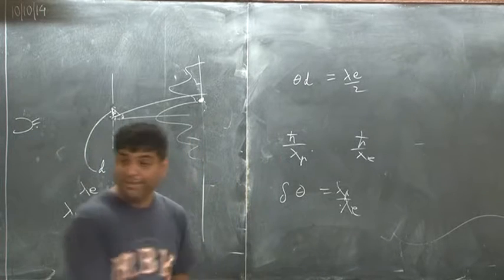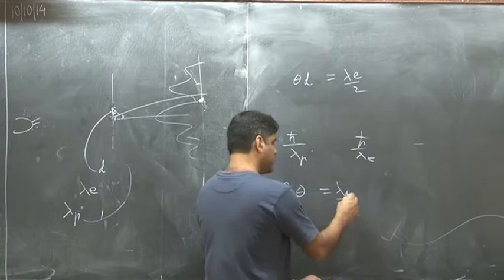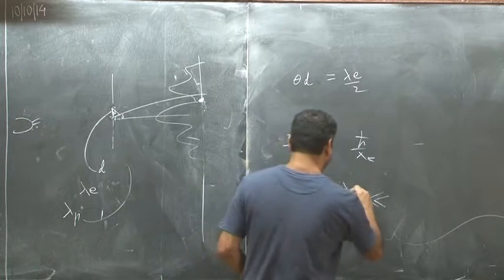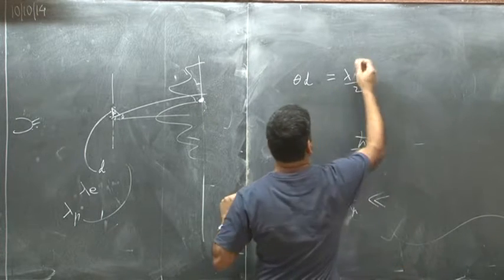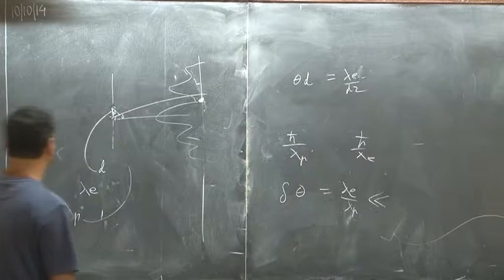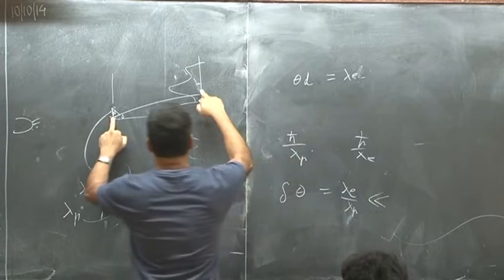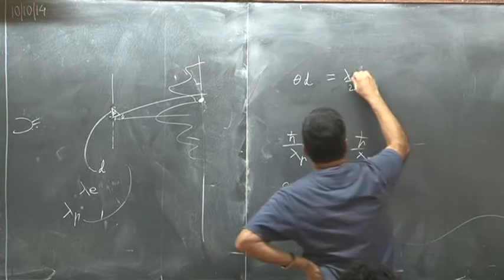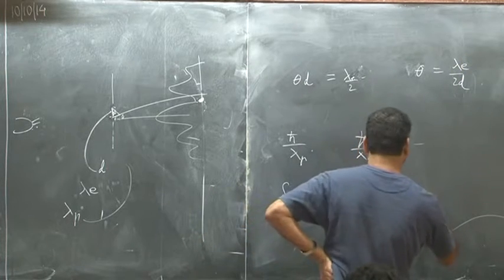So, yeah. It should be lambda e by lambda p. I got this wrong. Thank you. Lambda e by lambda p must be much, much less than theta. What was the formula for this structure? D sin theta is lambda. Ah, there's a d here. Thank you. So theta is equal to lambda e by 2d. Right. So lambda e by lambda p must be much, much less than lambda e by 2d.